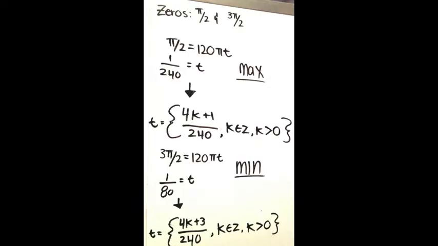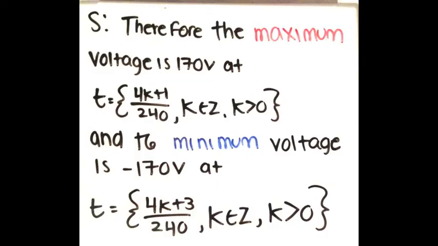The property of this graph is that it will continue to oscillate up and down. Therefore, there are multiple times where it will reach the maximum and minimum voltage levels. An individual can use sequencing to determine an equation for the times of the maxes and mins at any point along the graph, as long as k is greater than 0, it can be any number. Don't forget your sentence answer.